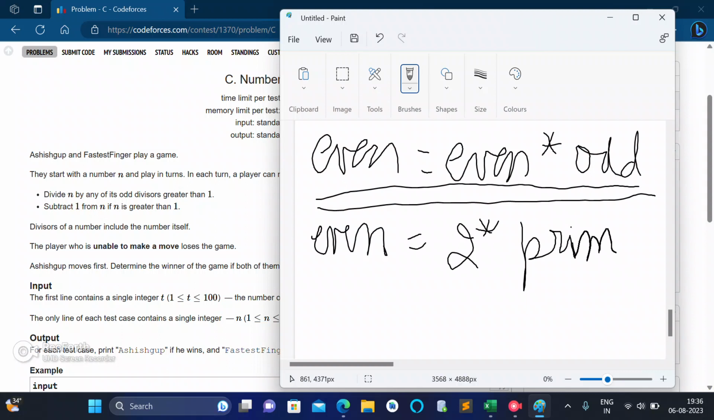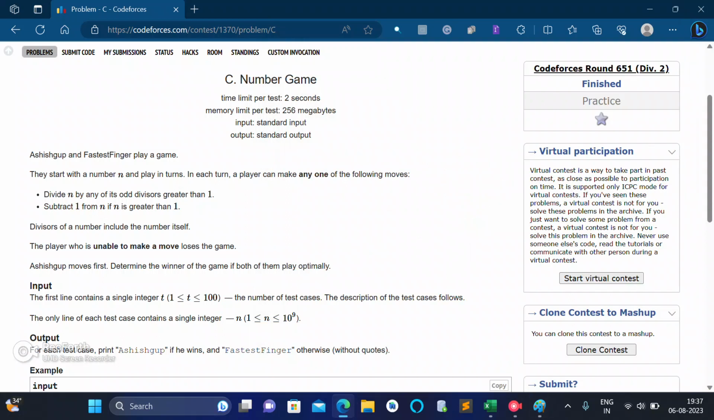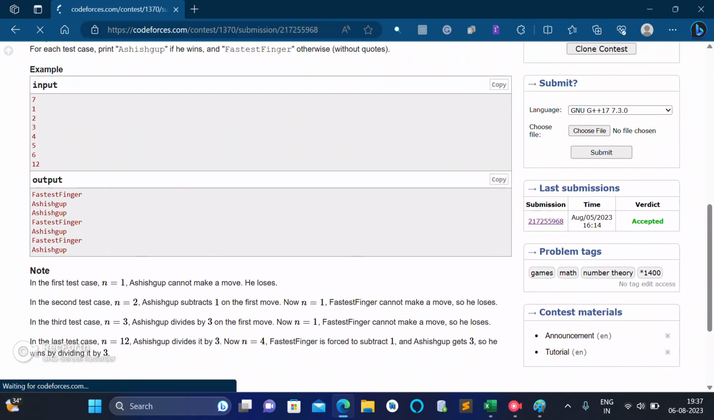is actually a product of 2 into prime. I'm saying that only one even number is present in the product, that is, even into odd. In the product even into odd, only one even number is present, that is 2, and the others are only odd numbers, and say the others that are odd numbers are prime only.